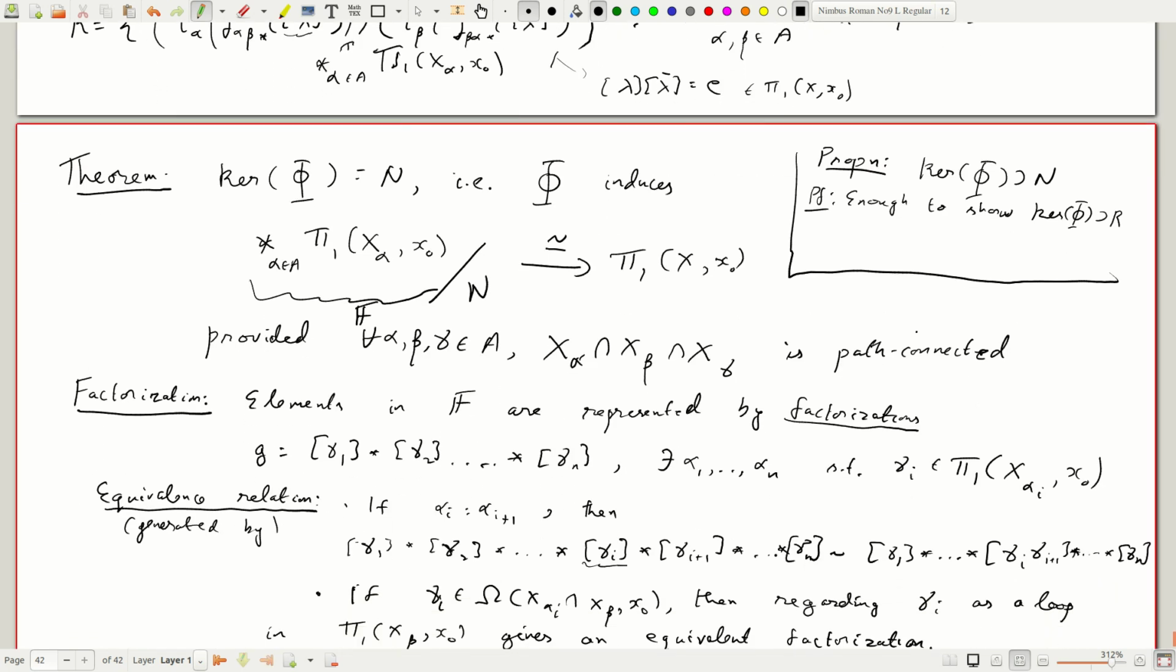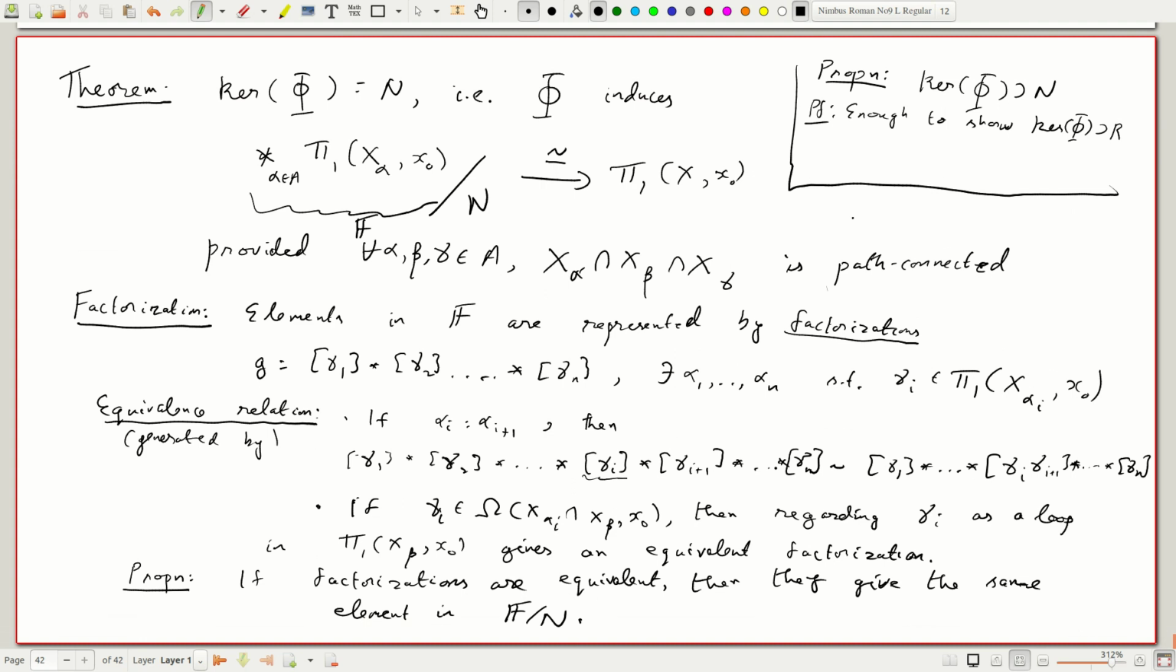So we want to show it the other way around. What we have to show is that if we have any two elements that go to the same element, they are related by elements in N. And this is F, of course. Here this is the group which we are calling F. So we want to have the map from F by N to pi 1 of x. And now if two factorizations are equivalent, so elements in F are represented by factorizations, we claim that they give the same element in the quotient.